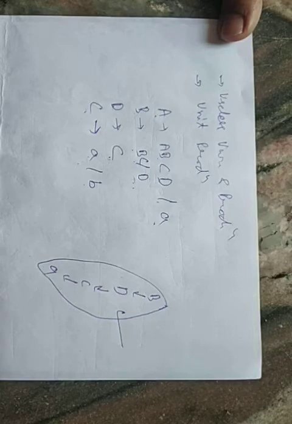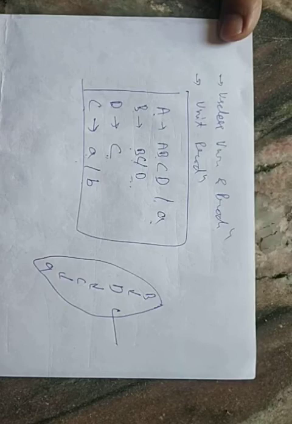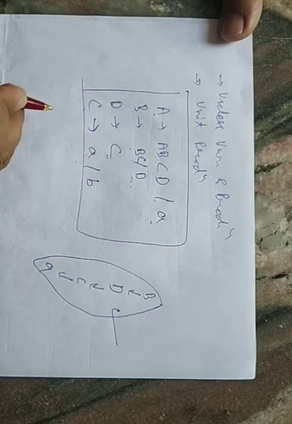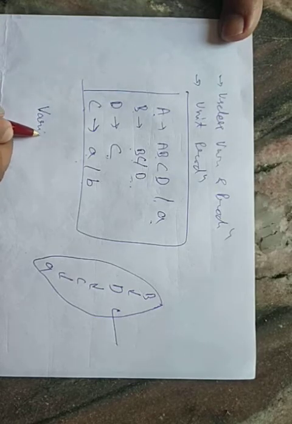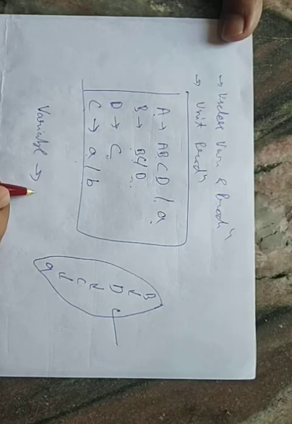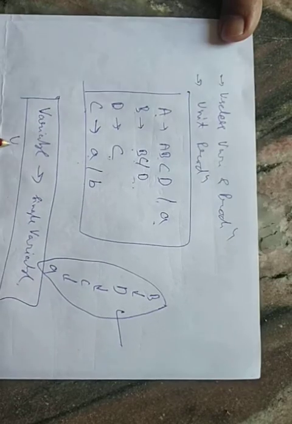But if I check, this grammar has unit productions. Now, what is a unit production? Be careful about this definition. It says if one variable is producing another single variable, then that is known as unit production.